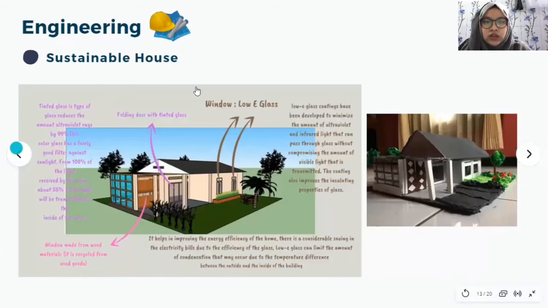And we also use tinted glass and low E glass for the windows and mirror, because low E glass can limit the amount of condensation that may occur due to temperature difference between the outside and the inside of the building. So it helps in improving the energy efficiency of the home.